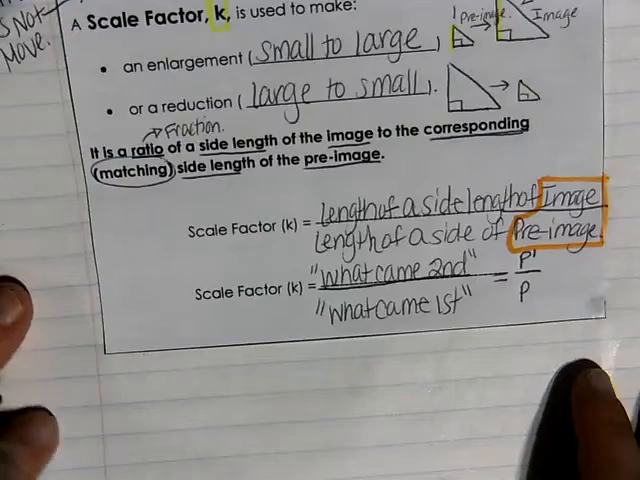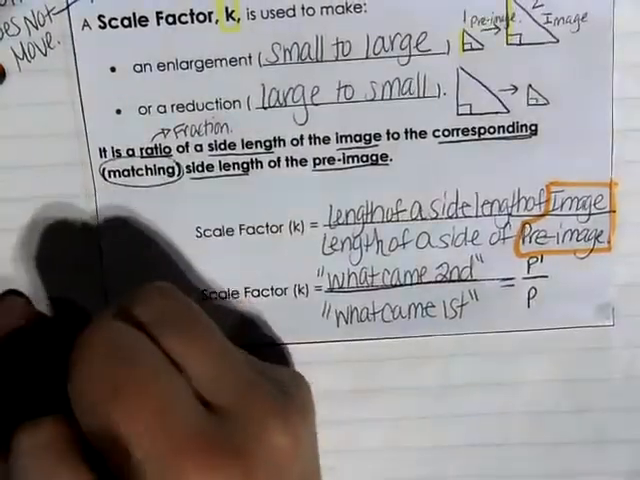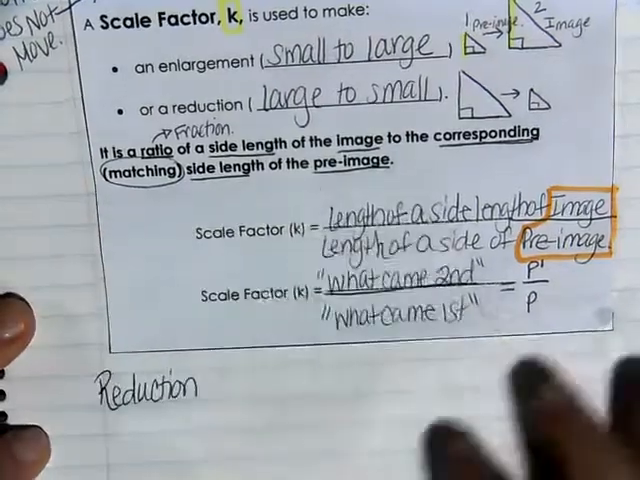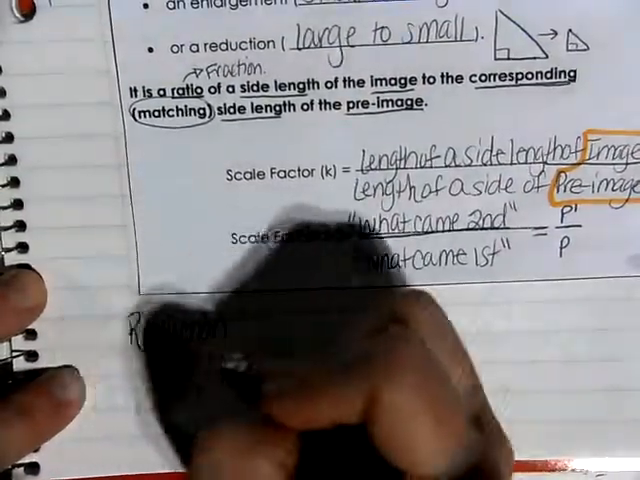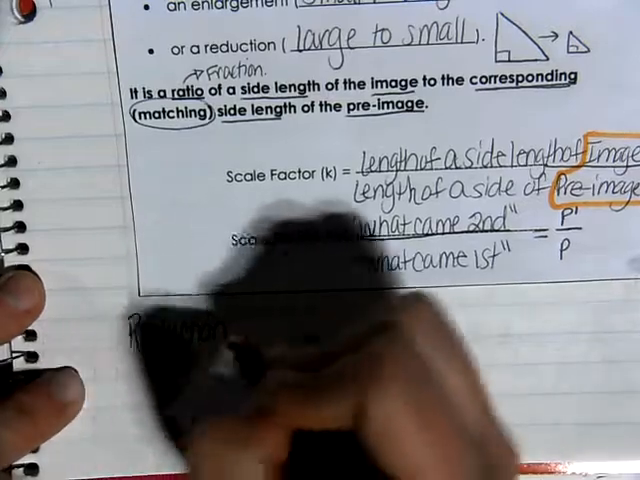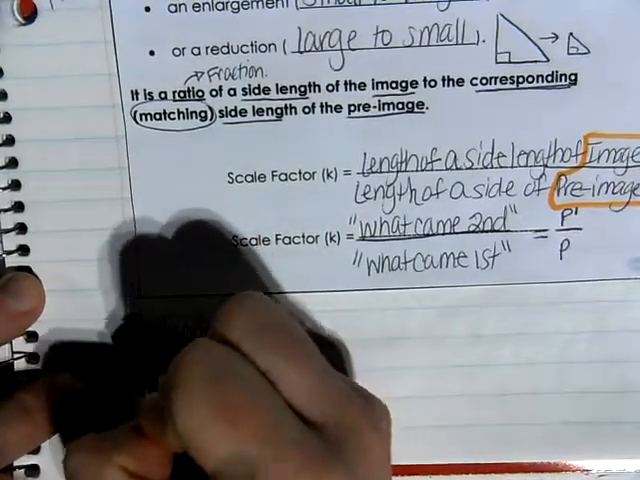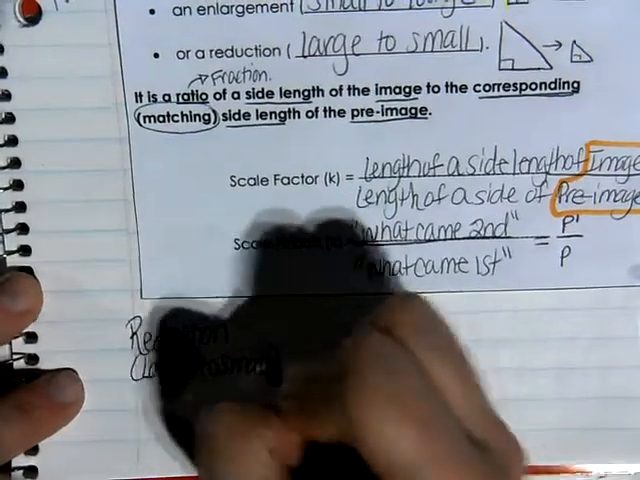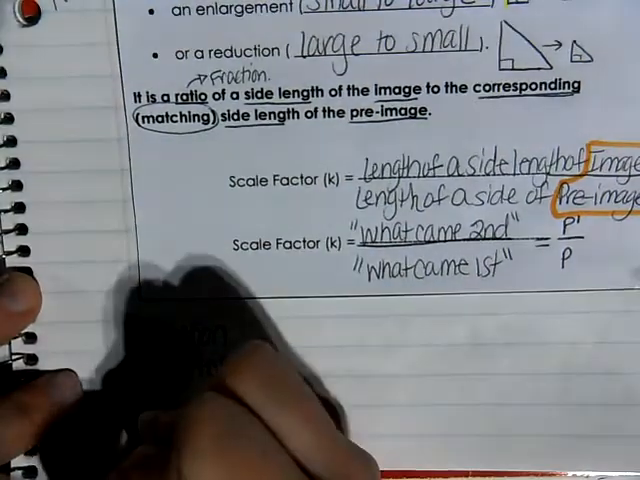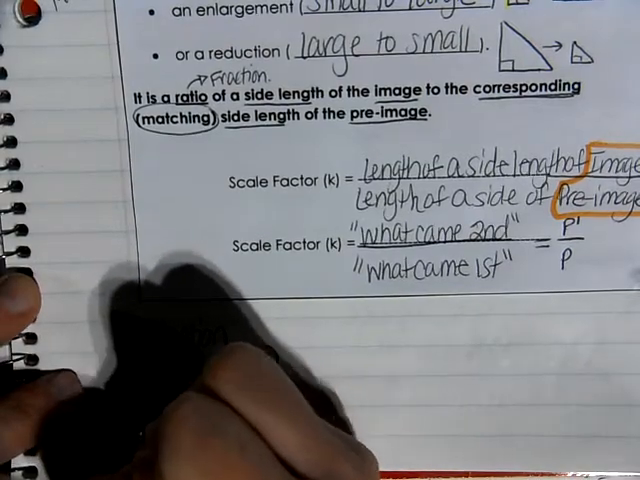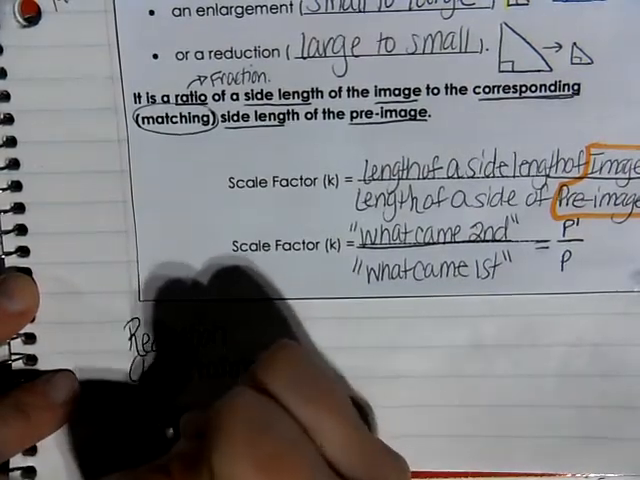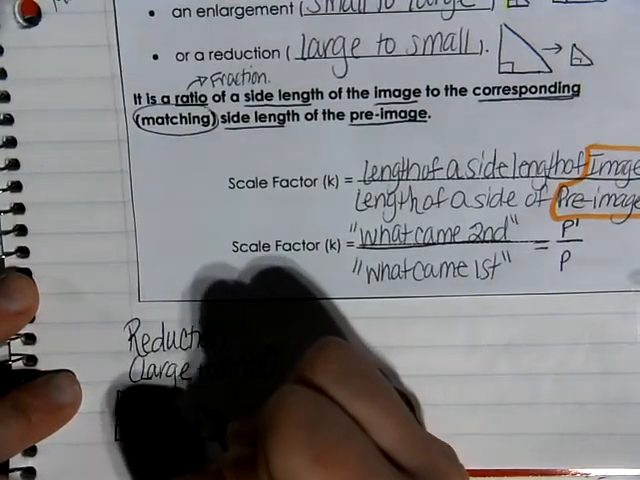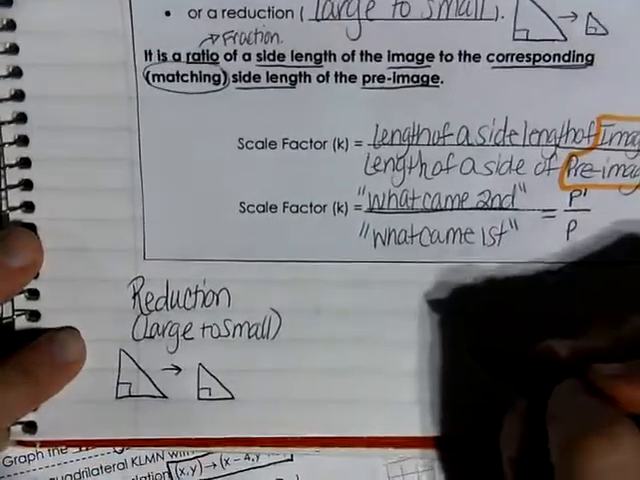Now, let's go ahead and talk about reductions versus enlargements. If we have a reduction, what we are going to see is this. In a reduction, we are going from large to small. A picture of that would look like where I have a large triangle that changes into a small triangle. The shape is essentially the same. It's just a lot smaller.